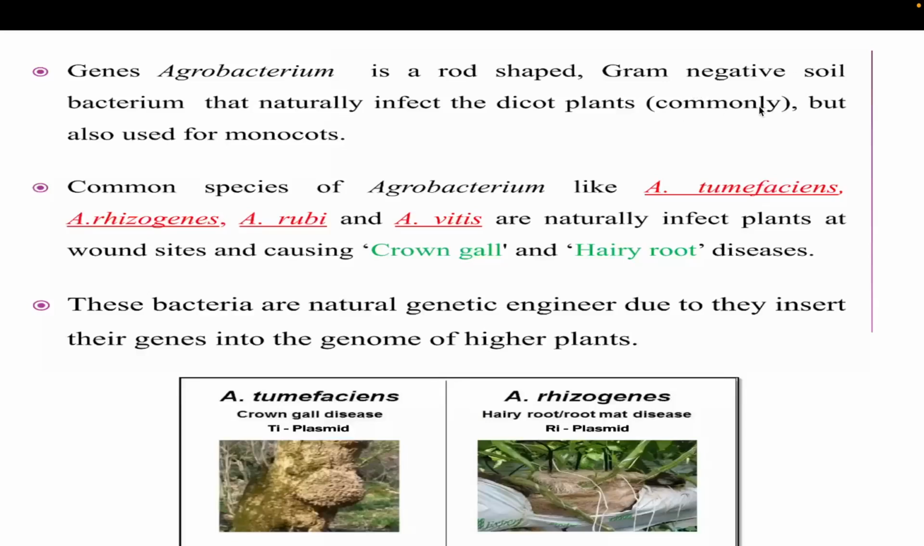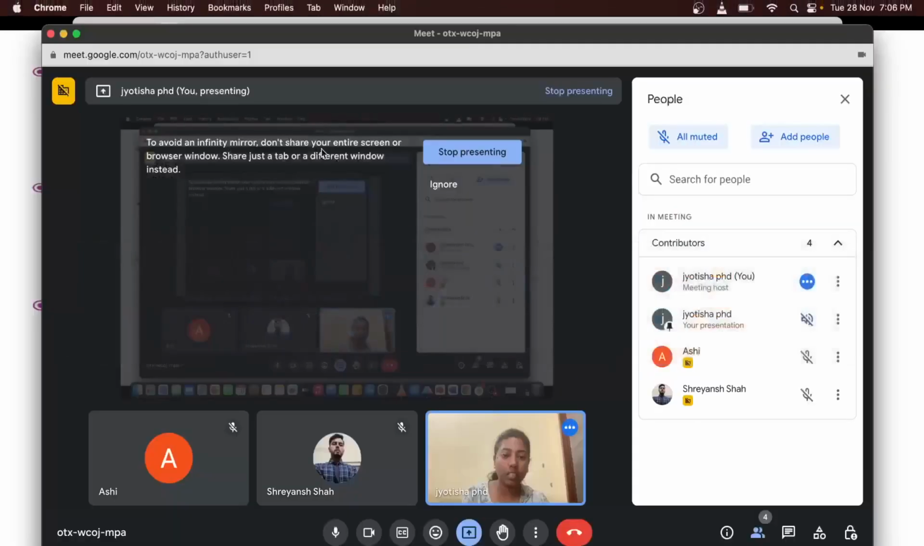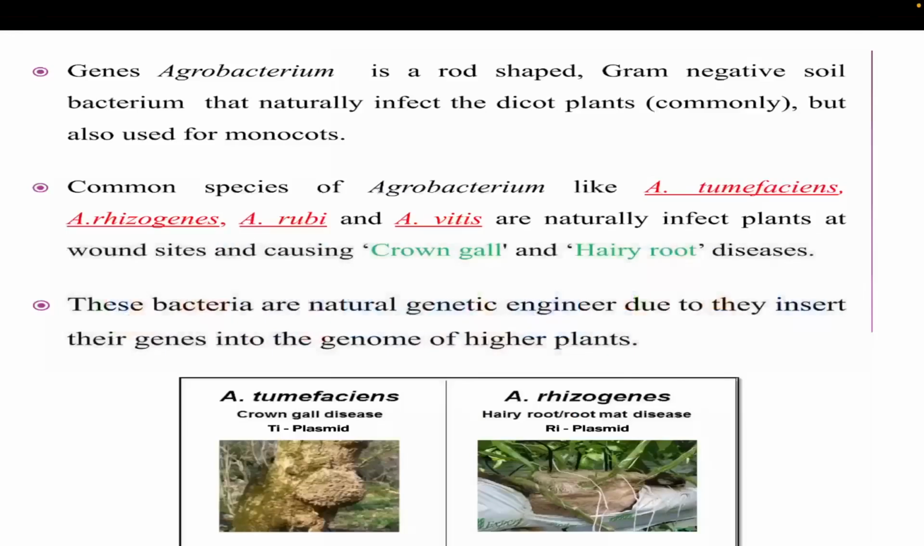Not monocot plants, but it is sometimes useful for monocot plants too, by using different modifications. After that, we can use Agrobacterium tumefaciens as a vector system for the transfer of any desired DNA into the plant system.